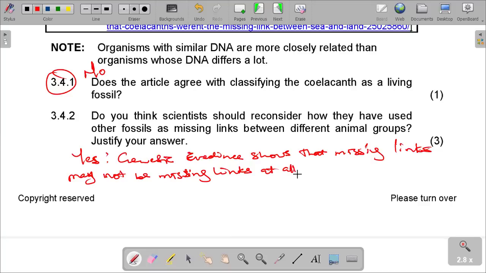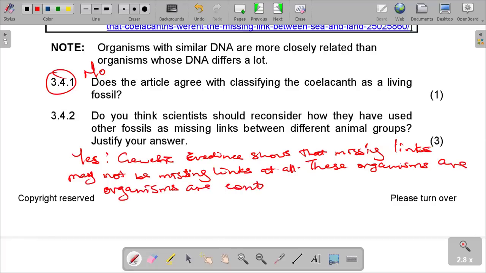These organisms are continually evolving, which suggests that they are part of their own group.